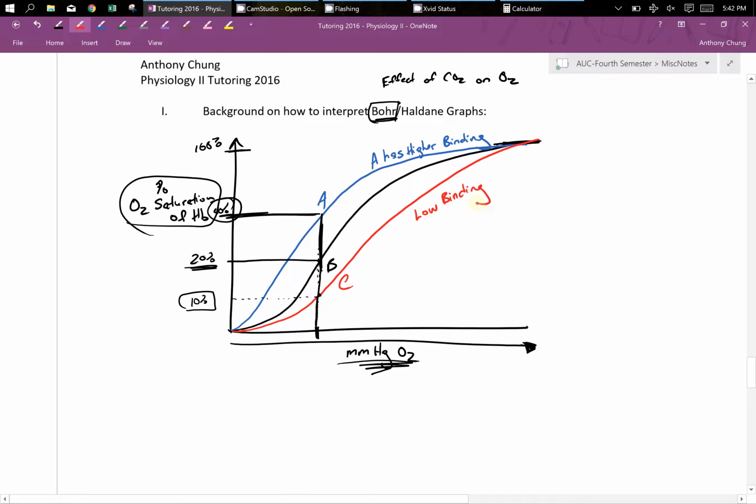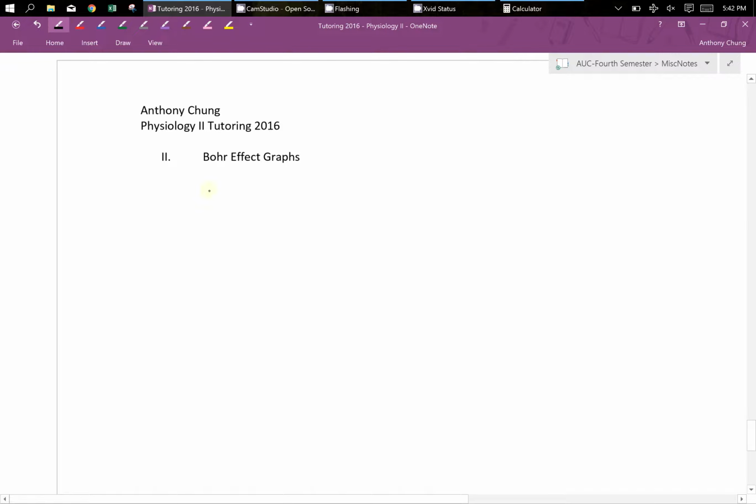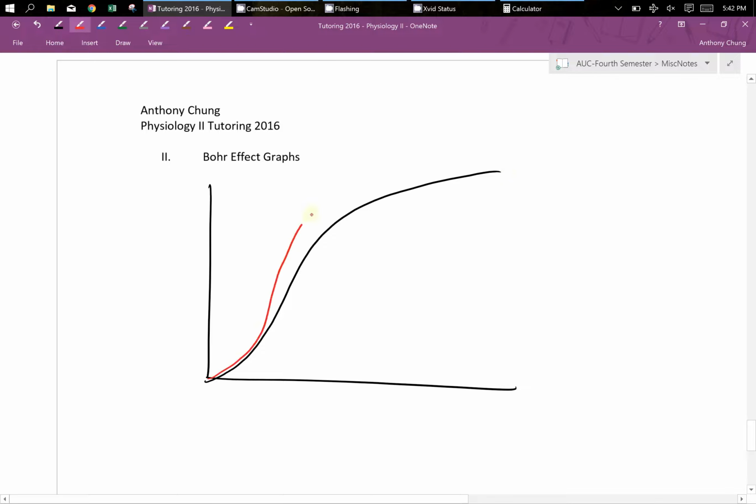No matter what it is, Haldane Effect or Bohr Effect, you read them the same. That's how you read them. You just read which one has higher binding, which one has less binding. All right? Let's take a look at it in terms of the Bohr Effect. Once again, you take a look at your graph. You have one graph that goes like this, you have one that goes like that, and usually you have one that goes like this. Which one, A, B, or C, has higher binding? A. Okay, A has higher binding.